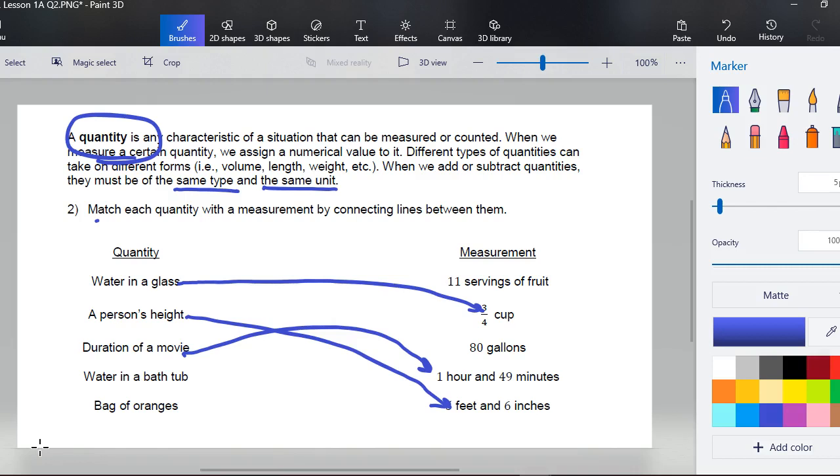1 hour and 49 minutes. Water in a bathtub, 80 gallons, and a bag of oranges. The lesson may be starting out fairly simple, but it's going somewhere. It's going to grow. So make sure you really understand all the pieces and parts of this definition and what it's trying to tell us.